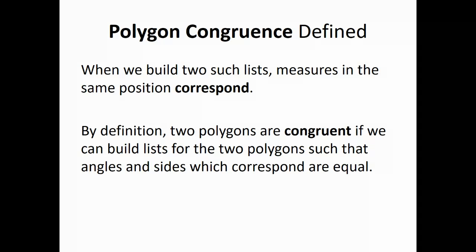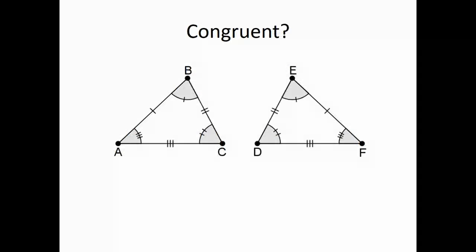Now, let's talk about this by means of the word correspond. So let us say that we have built two such lists and that they're identical to one another. Measures that are in the same position correspond. So first position corresponds, second position corresponds, and so on. And so here then is a compact way to give our definition of congruence. Two polygons are congruent if we can build lists for the two polygons such that angles and sides which correspond are equal.